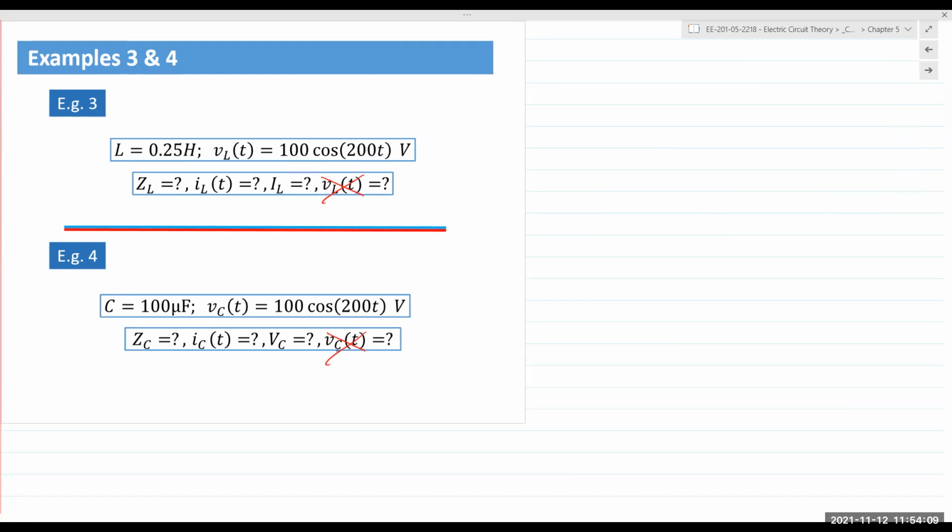Okay, so the inductor is 0.25 Henry. Voltage across the inductor is given to us. We're asked to find the impedance, the current in the phasor, as well as in the time domain form. Okay, so what do we need to do? Well, first things first. Anytime you're faced with a problem, you always extract as much information as you can. So in this case, we will compare the sinusoidal voltage to our standard form of sinusoidal expression, which is Vm cos of omega t plus or minus theta.